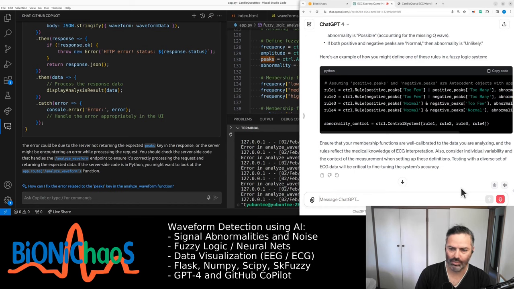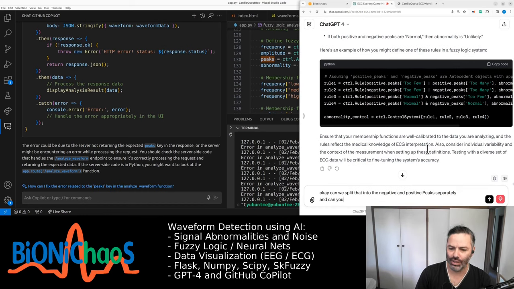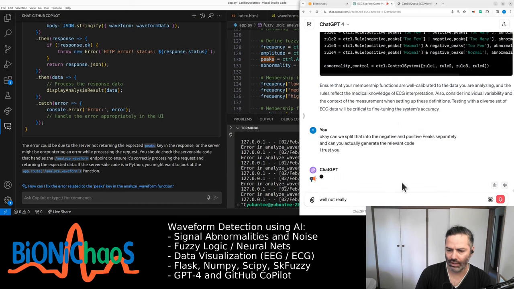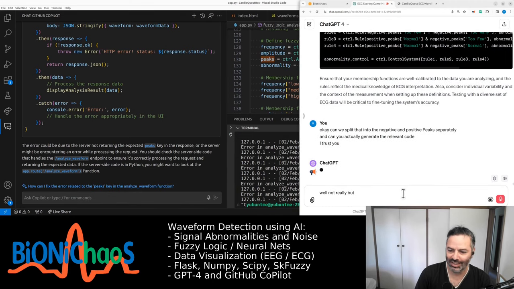Okay, can we split it into the negative and positive peaks separately? And can you actually generate the relevant code? I trust you. Yep. Well, not really, but maybe this prompt will help.